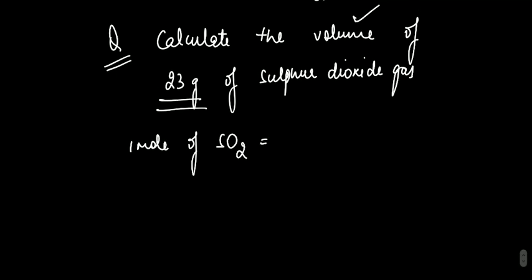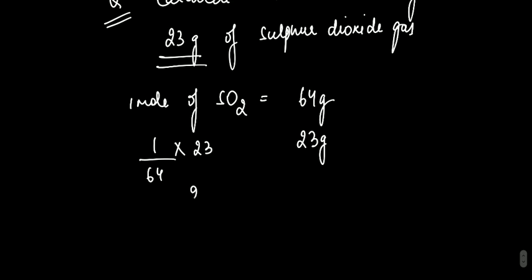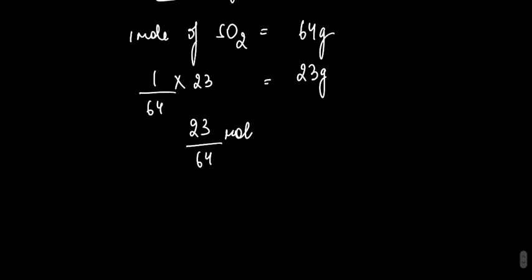Oxygen is 16 into the number of atoms, that is 2. So we'll get 64 grams. So 23 gram will be equal to how many moles? 1 divided by 64 into 23. So again, I'm going to keep it in the fraction for the time being so that we can put this value in the next relationship.